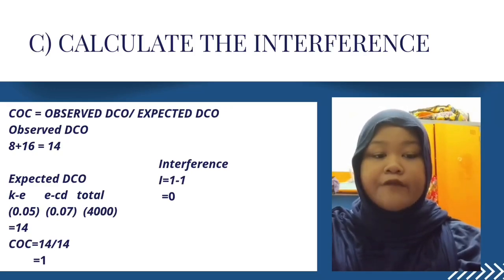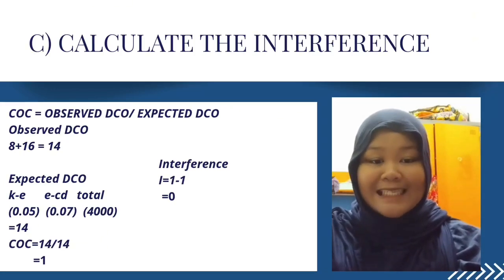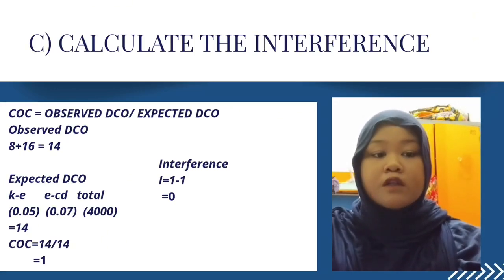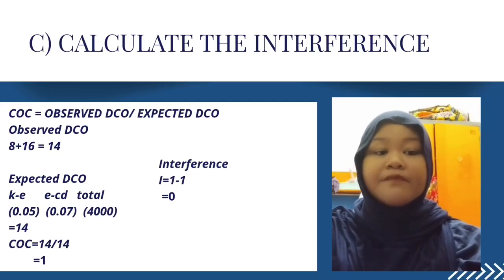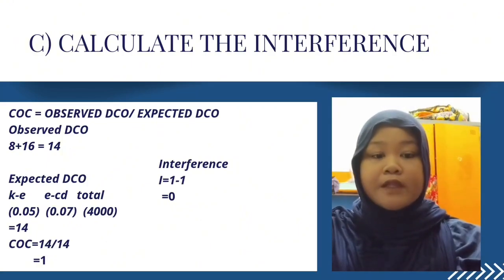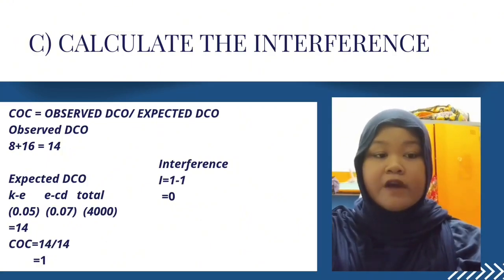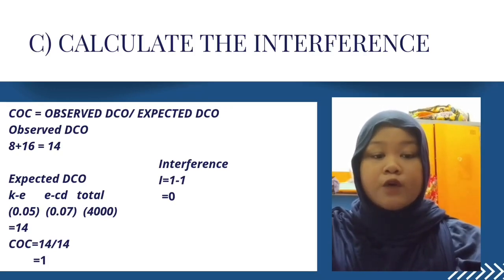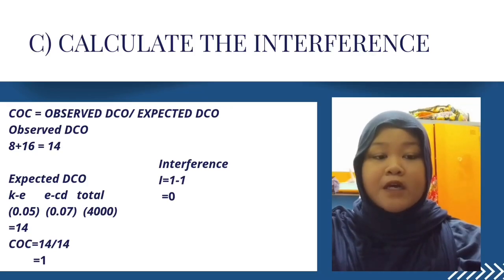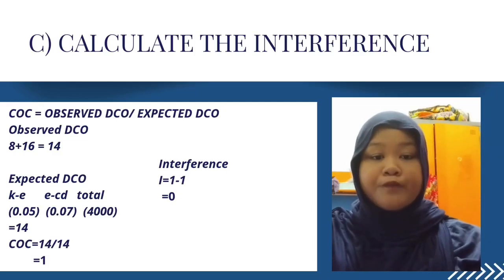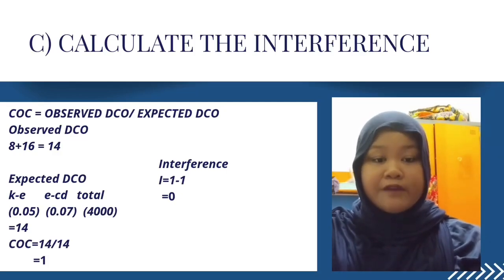The least frequent of the progeny are the double crossover types. From the data, we have 8 plus 6 equals 14 individuals. So the observed DCO we get is 14. For step 2, we have to calculate the expected double crossover. Distance between gene K and CD is 0.05. Distance between gene CD and E is 0.07. Total progeny equals 4,000. Expected number equals 0.05 multiplied by 0.07 multiplied by 4,000. That gives us 14 individuals. So the expected DCO we get is 14.